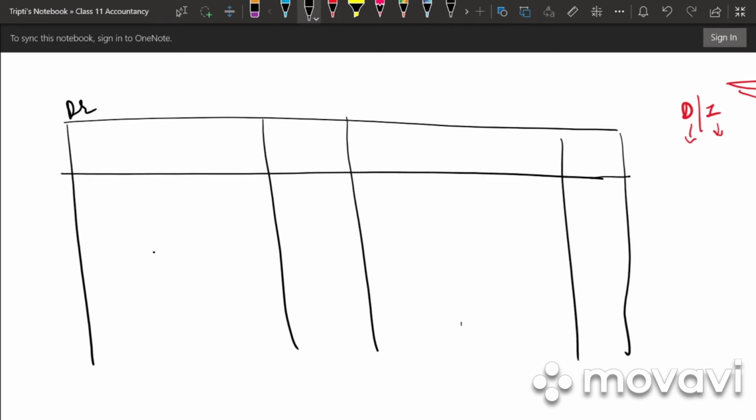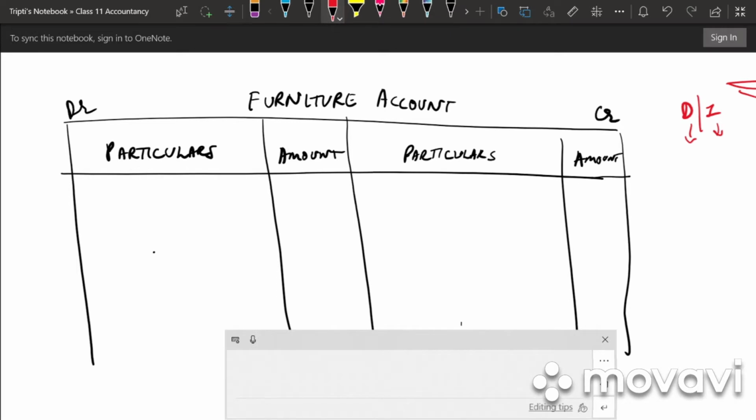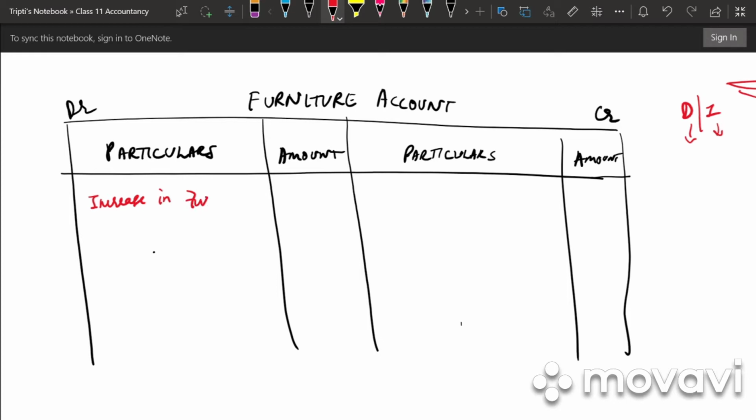So we have two sides, debit side, credit side. The heading of our account will be furniture account. We have particulars, amount, again particulars and amount. So on debit side what will be written? Increase in furniture. On credit side we will be writing decrease in furniture.